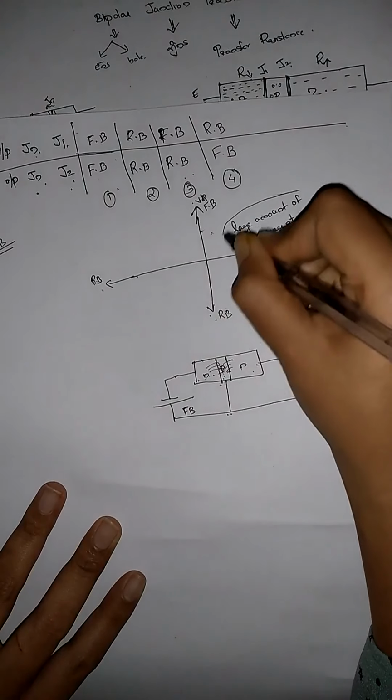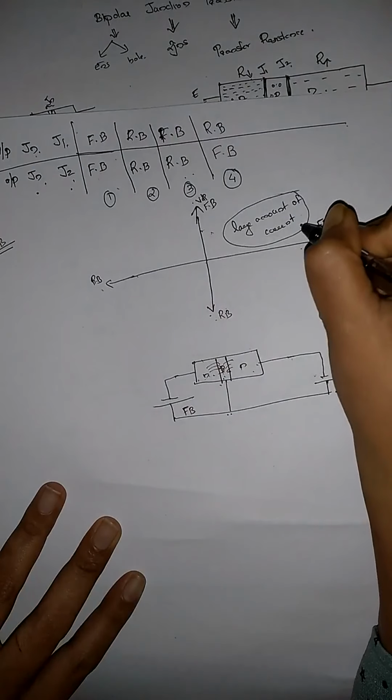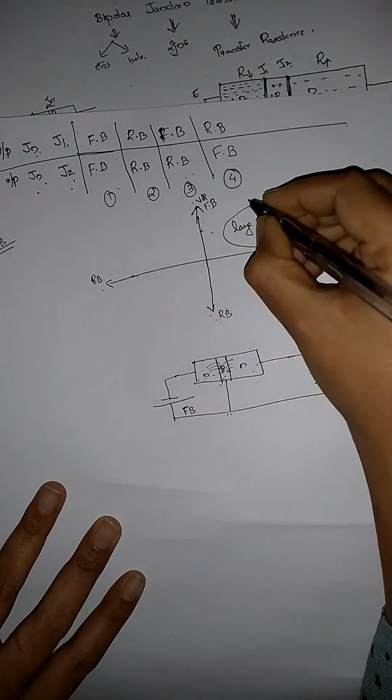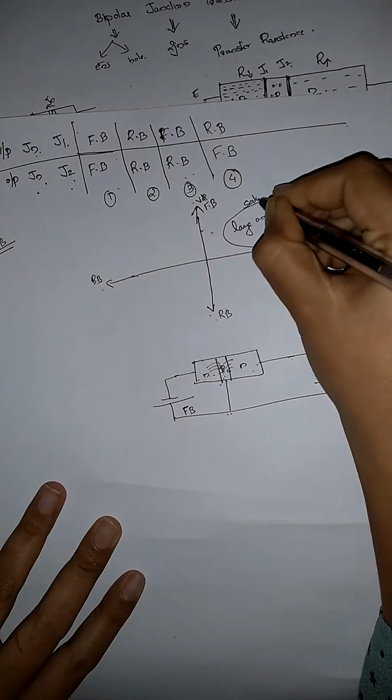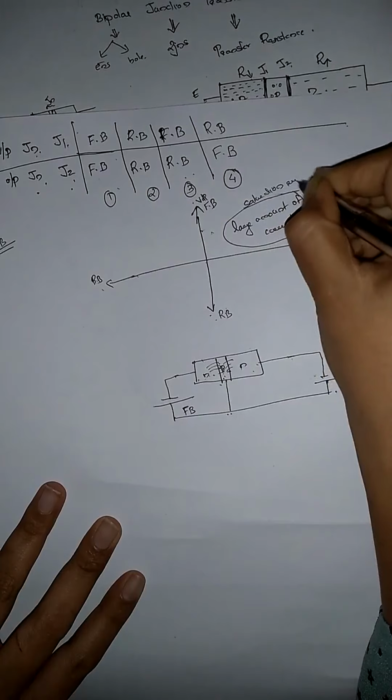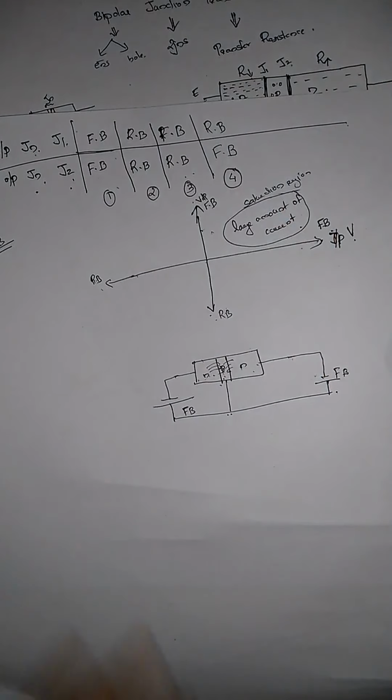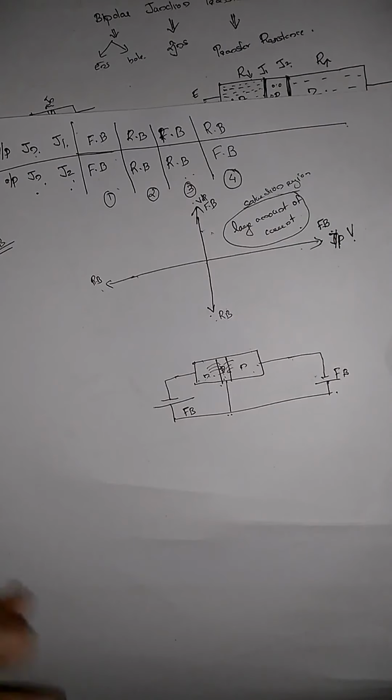Okay, so in this region a large amount of current comes, so I will call this region the saturation region. Okay, what happens when a large amount of current comes? What is our requirement? We have worked on this transistor for the purpose of an amplifier. This transistor was invented for amplifying AC signals in a TV or a radio.